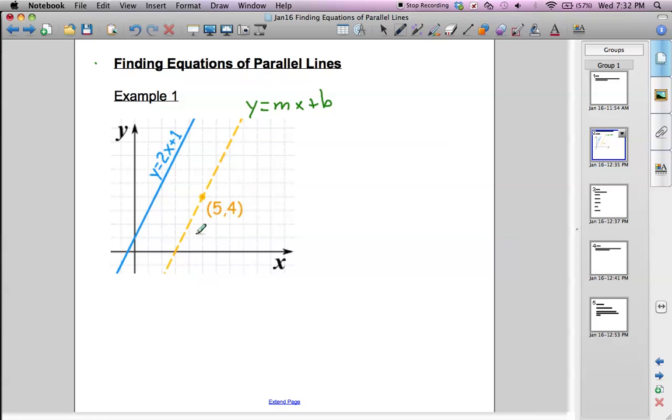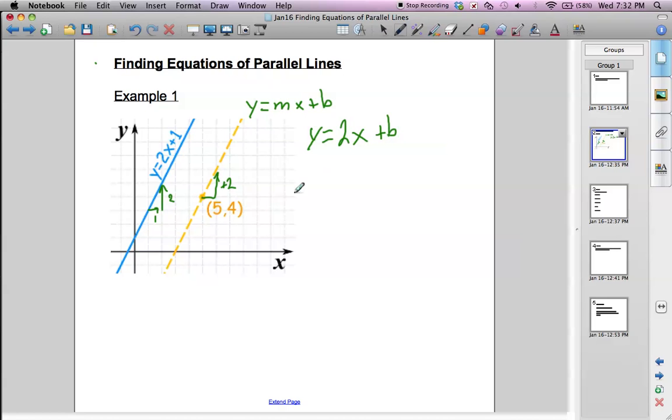So if we look at this line very carefully, we'll notice that the slopes of these lines are exactly the same. This line has a slope of 2, so you go up 2 for every one you go right. And it's the same thing with the parallel line. So it's a slope of 2 for both of them. So we can rewrite the equation of the parallel line as y equals 2x plus b.